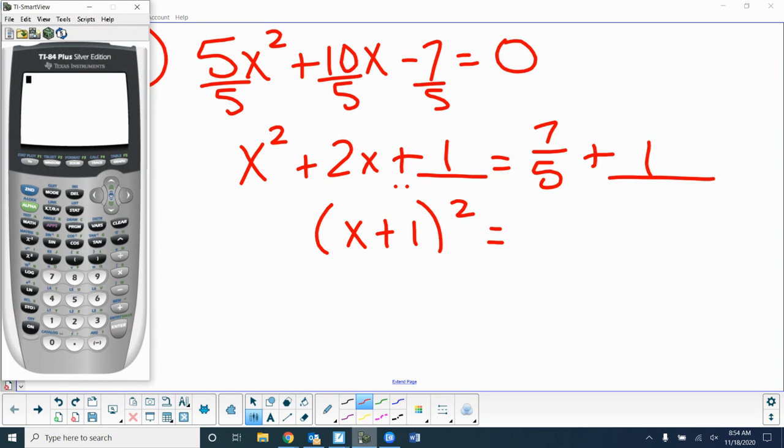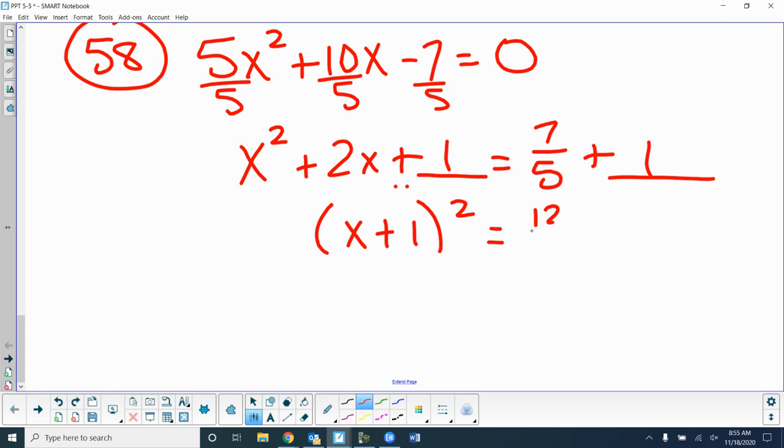So again, just use your calculator, 7/5, 7 divided by 5, just put in parentheses, plus 1. Enter into decimal, hit math, enter twice, 12/5. And do what to both sides? Square root, right?